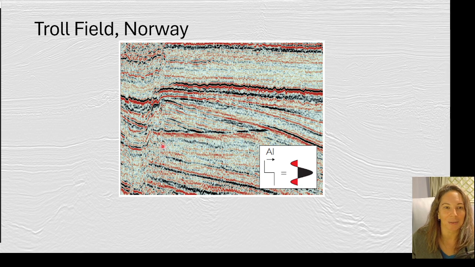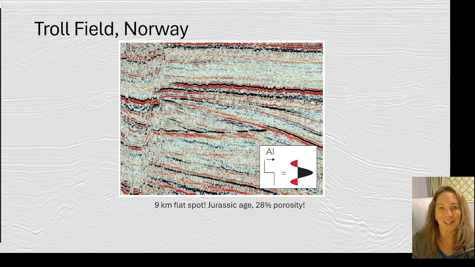If we were in class, I'd make you run up to the board and point out what you see. This is the Troll Field in Norway, and this is actually a 9-kilometer flat spot. It's Jurassic age rocks that are 28% porosity, which I just think is pretty cool.